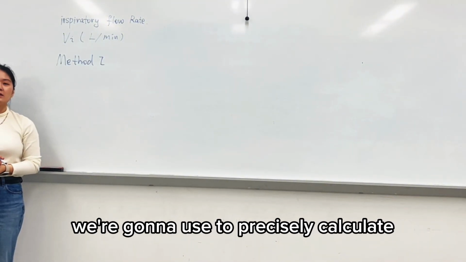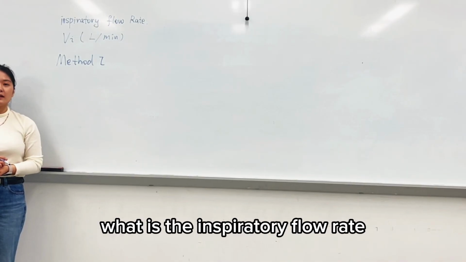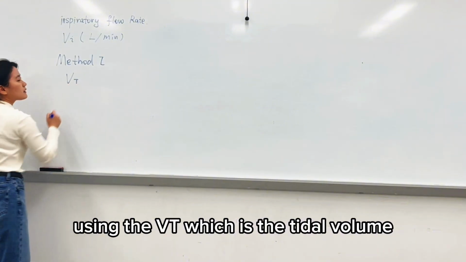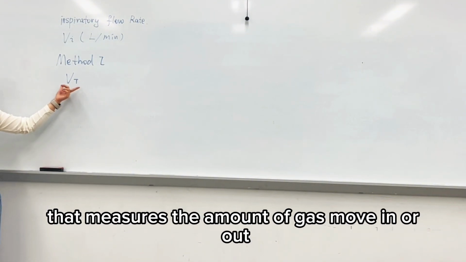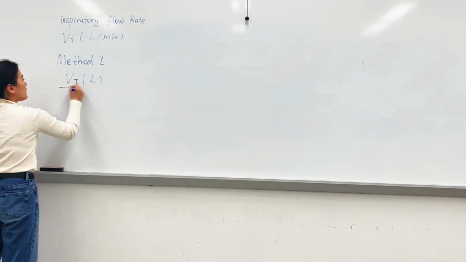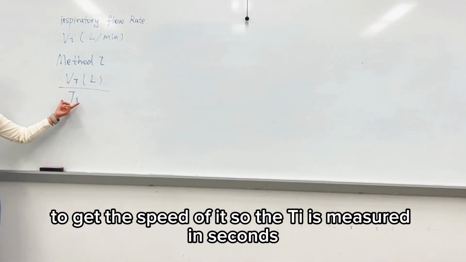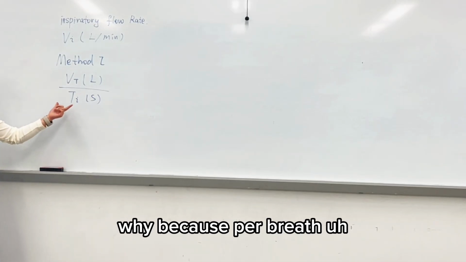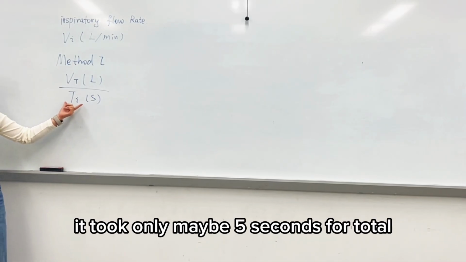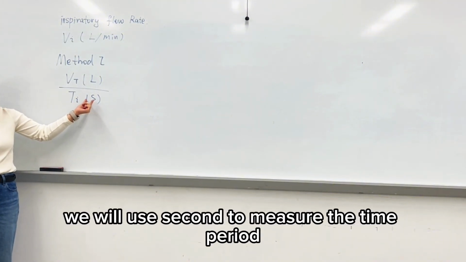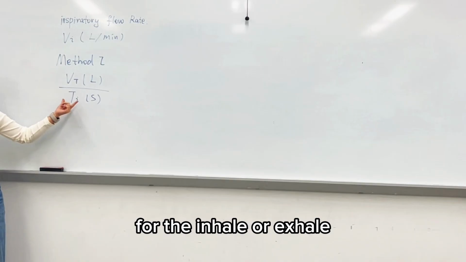The first method is to precisely calculate the inspiratory flow rate using the VT, which is the tidal volume that measures the amount of gas moved in or out. The standard unit of that is liters, divided by TI to get the speed of it. The TI is measured in seconds. Why? Because per breath, it may take only about 5 seconds in total, so it will be very short. So we will use seconds to measure the time period for the inhale or exhale.